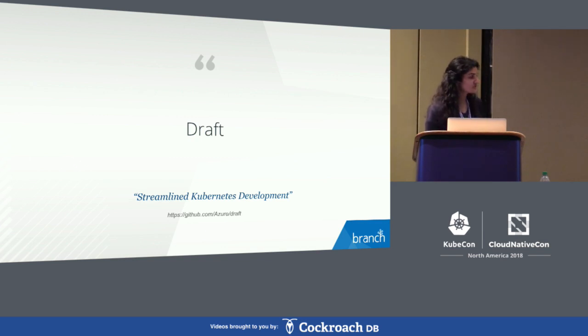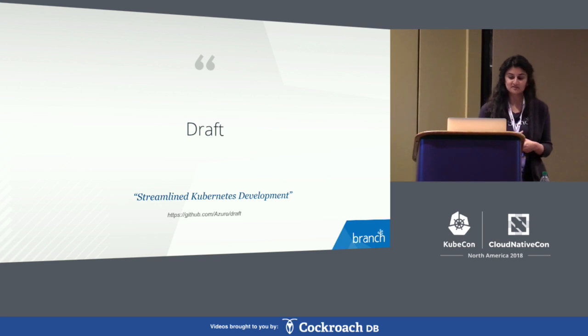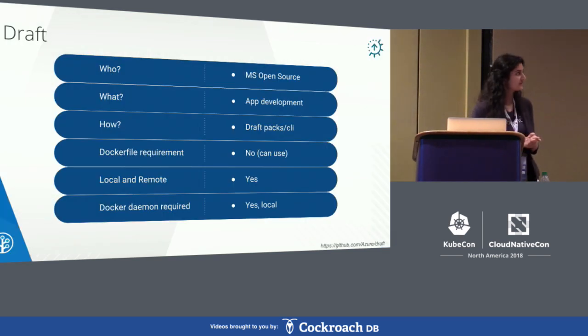Okay, the next one is Draft. Draft is an app development tool. It's sort of meant to be used for streamlined application development. It's on the app development layer, the second layer that I showed. It's a Microsoft Azure open source project, and it's basically used to build your application and then test them on a Kubernetes cluster, a remote one or a local one.